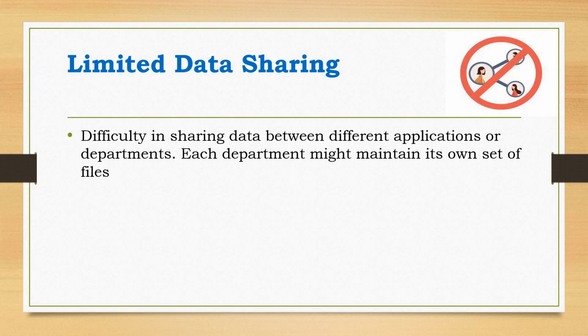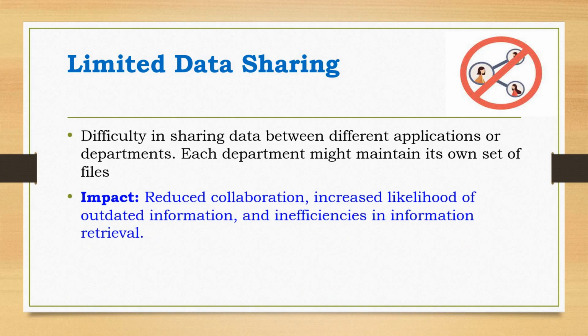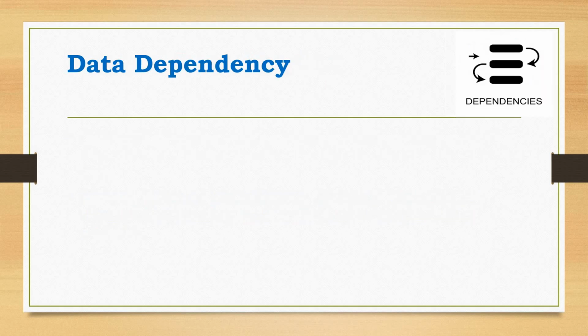So they can't share with one another. Due to this, the collaboration is going to be reduced. We can't maintain the data in a very efficient manner, so information retrieval is also going to be a big issue.